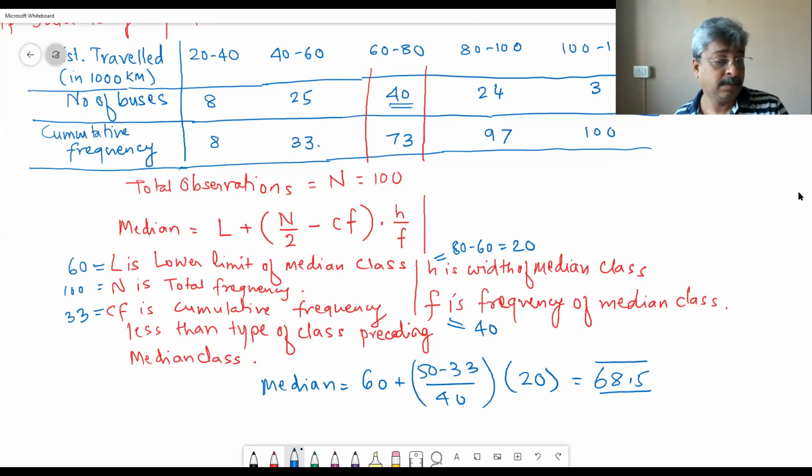What will be F? Frequency of median class. Because some of it would be added, included, and some of it would be excluded.